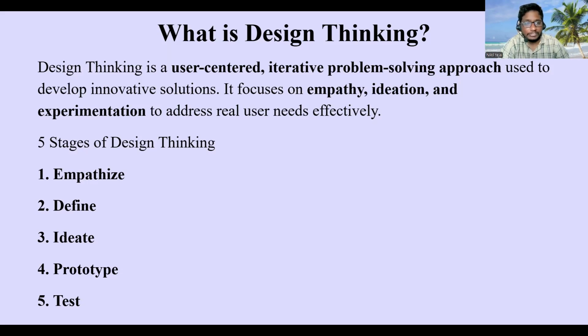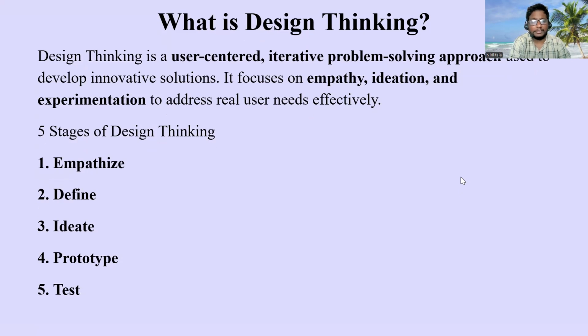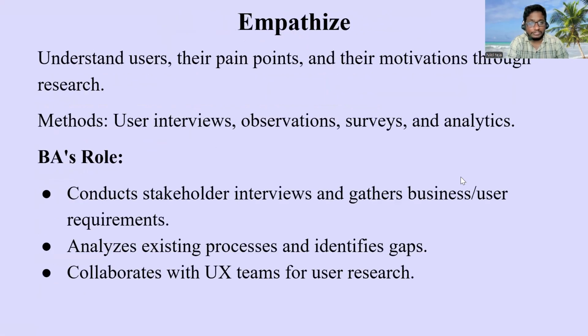There are 5 stages of design thinking: empathize, define, ideate, prototype, and test. So let's discuss each of the steps in detail. So first is define, right? Yeah. First is empathize. Sorry. So we will be understanding users, their pain points, and their motivations through research. See, pain points are nothing but their frustrations, and motivations are nothing but their goals.